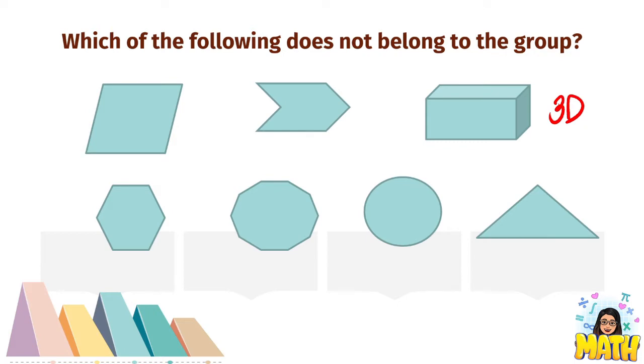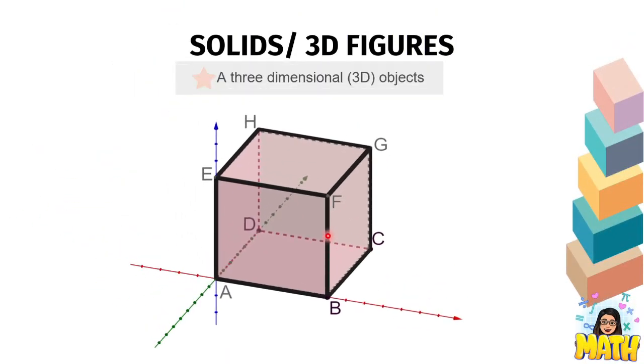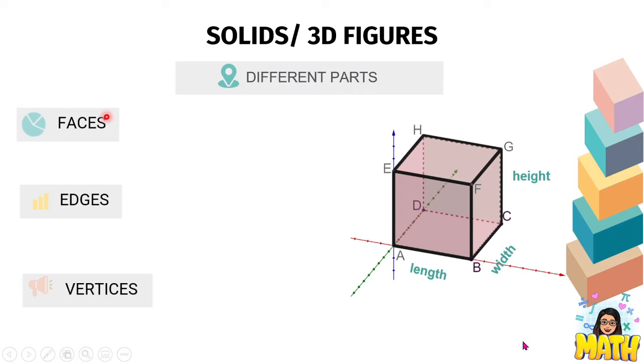So what do we mean by 3D or three-dimensional figures? Solids or 3D figures or 3D objects. The D pertains to its dimension, such as length, width, and height. When we say solid, it speaks about the space of an object. Solids have different parts, such as faces, edges, and vertices. When we say faces, these are flat or curved surfaces.